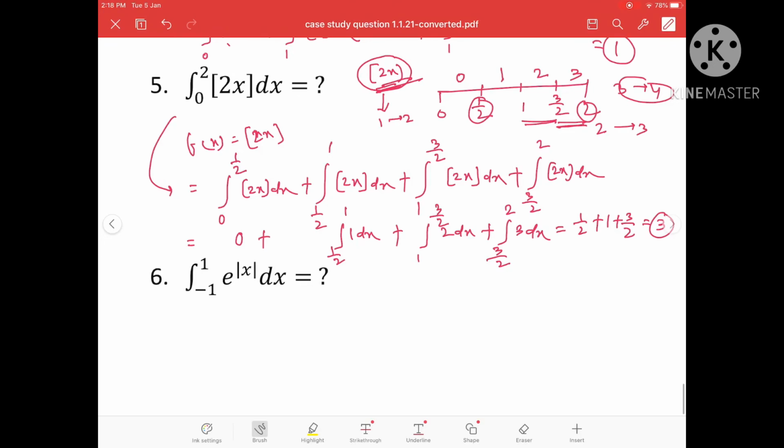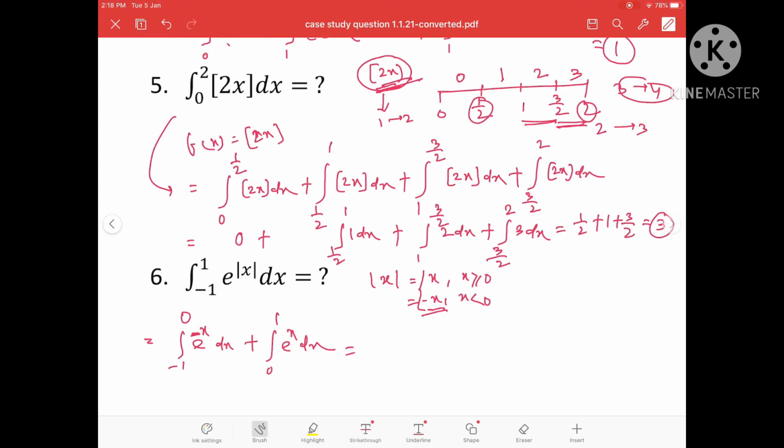Now comes question number 6. Integration from minus 1 to 1 of e to the power mod x dx. We know mod x breaks its values at 0, meaning mod x is x for x greater than or equal to 0 and it's minus x for x less than 0, that we know. Hence this integration can be converted to minus 1 to 0 e to the power mod x dx plus 0 to 1 e to the power x dx. But between minus 1 and 0, meaning less than 0, mod x will be minus x, that's why this will be e to the power minus x.